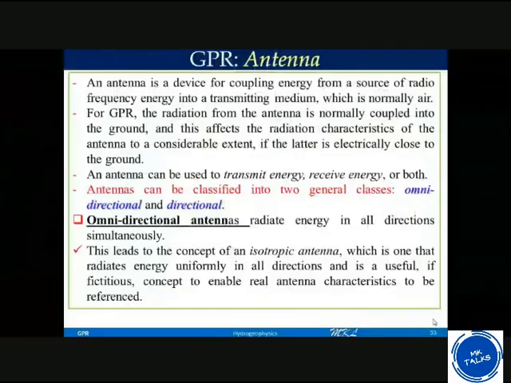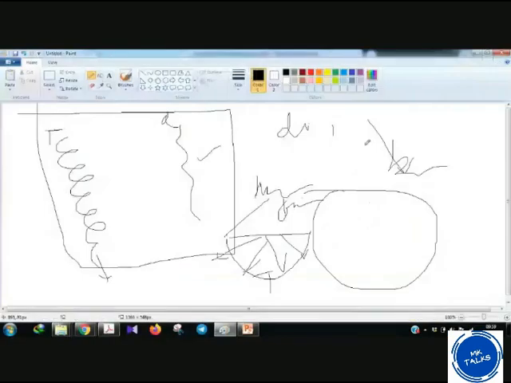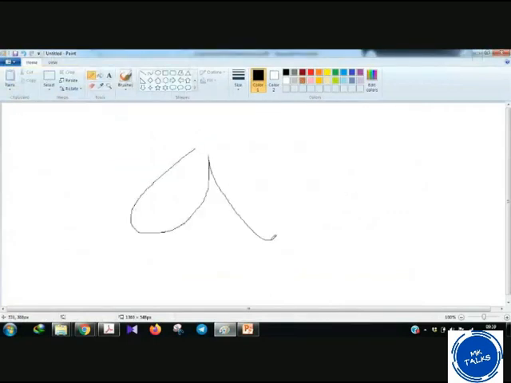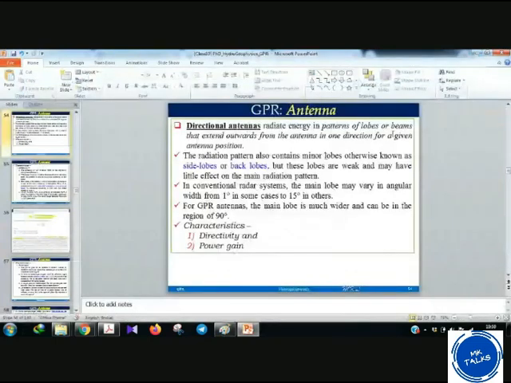Directional antennas radiate energy in a pattern of lobes or beams. Generally, a directional antenna radiates energy like this. There will be a main lobe here, and these are the side lobes. So this is how the directional radiated energy pattern looks, with lobes or beams that extend outward from the antenna in one direction for a given antenna position. The radiation pattern also contains minor lobes, otherwise known as the side lobes. And it has two main characteristics: directivity and power gain.